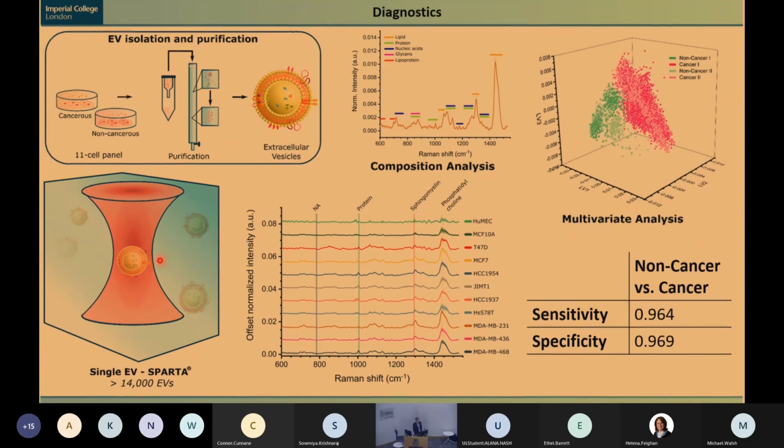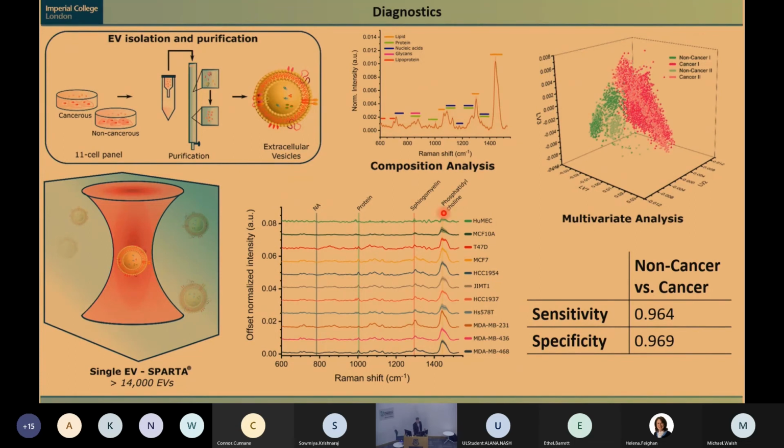And what you get from each of these analyses is a spectra, like I said before, and this spectra is characteristic of the composition of these vesicles. So you have lipids, you have proteins, nucleic acids, glycans, and lipoproteins. And the relative height of these peaks and the areas of these peaks will give you an idea of how much of that is in there.